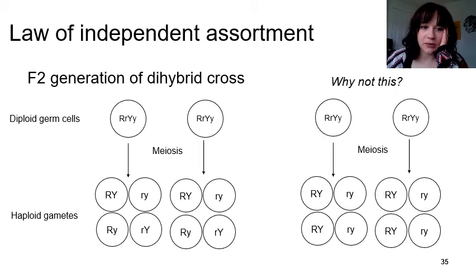Right? This is because of the law of independent assortment. We are just assuming that when these gametes are formed, the alleles are going to separate out into the different gametes independently of each other. It's not like if you have a capital R, that means you're also going to have a capital Y. If you have one allele for one gene, it does not influence what the allele for the second gene is going to be.